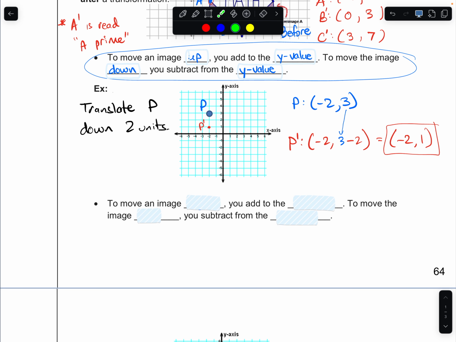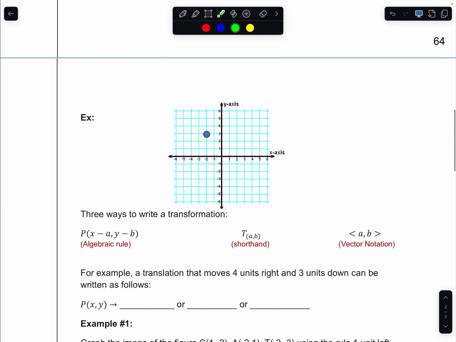We can also translate horizontally. We can move left or right. So to move right, we add to the X value. To move left, we subtract from the X value. All right, so again, we have point P here. It's the same point. P is at -2, 3. But this time, I want you to translate P to the right. And let's go 3 units.